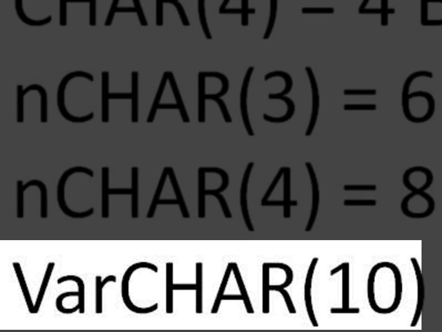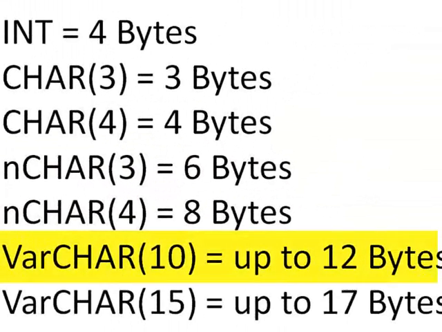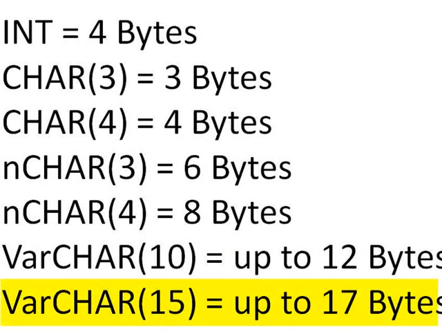And let's give it a varying length, like a varchar 10. Perhaps some words are going to be 10 letters long and some are going to be 2 letters long. How much does a varchar 10 consume? Well, it takes up 2 bytes to have a variable length, and then it takes 1 byte per character. So a varchar 10 could take up to 12 bytes. Now, if you only put 2 characters into it, it would take up 4 bytes. So basically, a varchar consumes 2 bytes plus 1 byte per character up to the maximum that you can fill. Therefore, a varchar 15 could take up to 17 bytes.